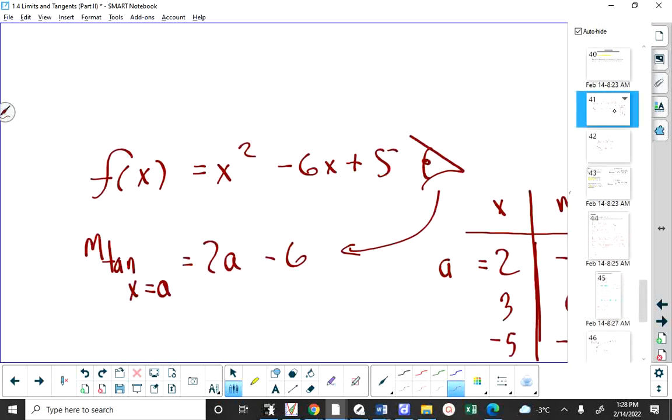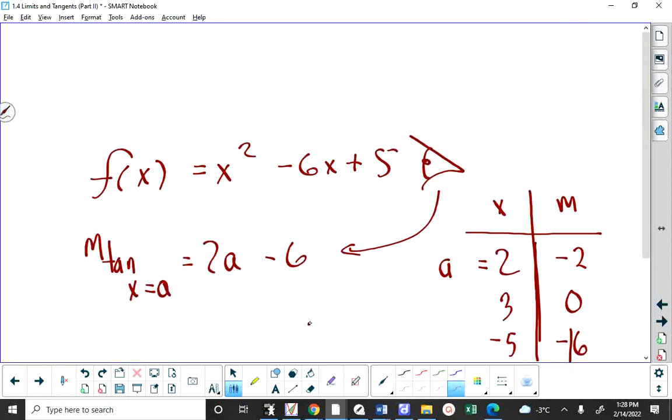Remember this one where we had the function f of x equals x squared minus 6x plus 5. And I said, it turns out this right here is how we could calculate the slope of the tangent anywhere. We're after the equivalent thing here, and this thing is a function of that x coordinate.